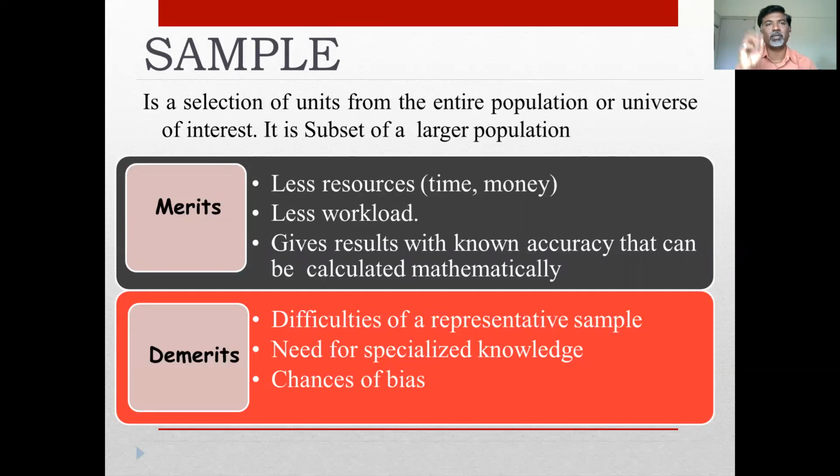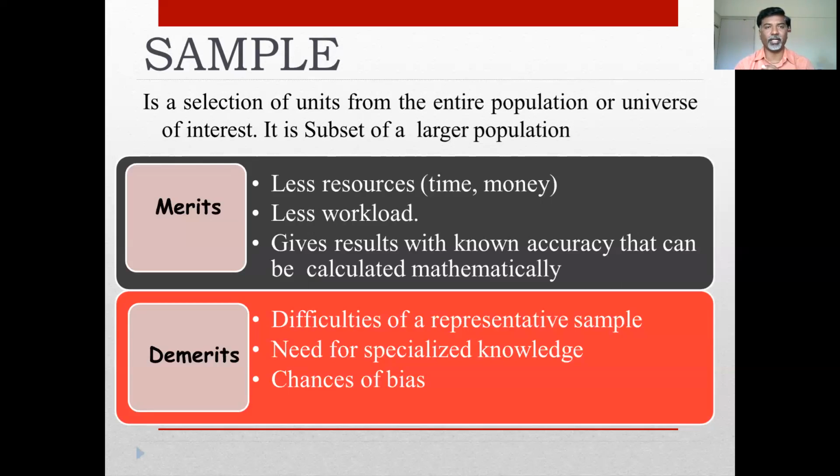When you select some members from the total population, that will have some advantages as well as some disadvantages. If you select some members from the population, it will automatically take less time to complete our survey. It also requires less money to conduct the survey process. It also minimizes the workload as compared to a census inquiry. And the results that we get can be calculated mathematically. These are some benefits of sampling.